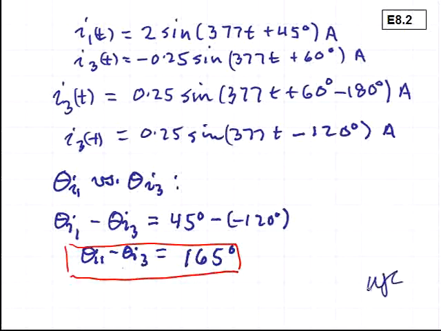Should notice that in these three current waveform examples, all the frequencies were the same. The radian frequency was 377 radians per second. This phase shift comparison would not be possible unless all the frequencies are identical.